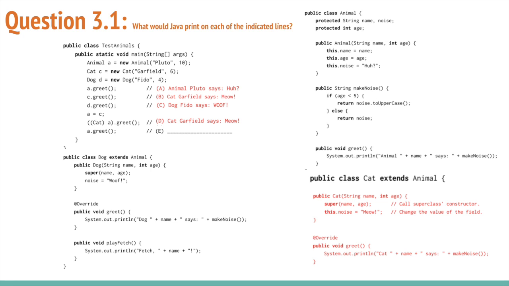However, in the following line, since a's static type did not change, the compiler will first look inside of the Animal class for the method, and then during runtime, since a's dynamic type is Cat, and the Cat class overrides the greet method, the Cat class's greet method is executed.